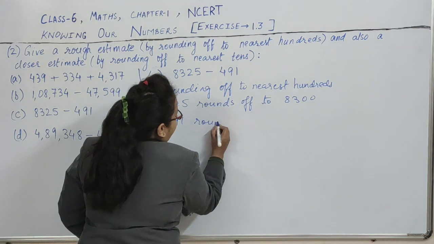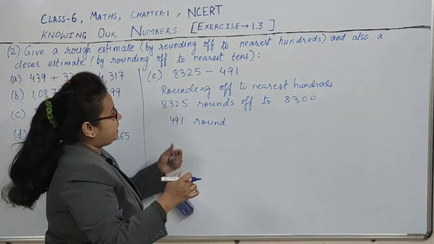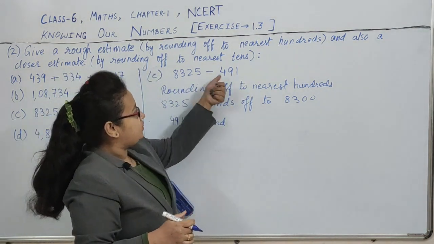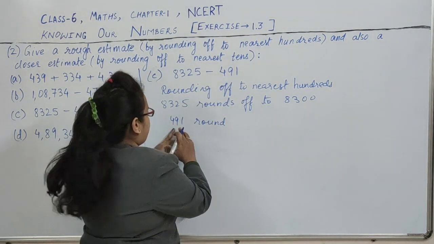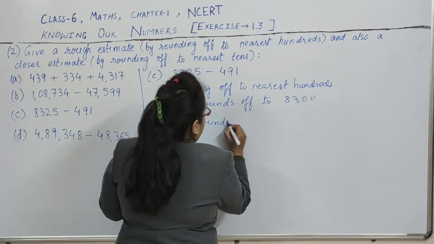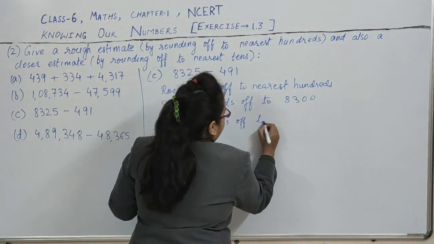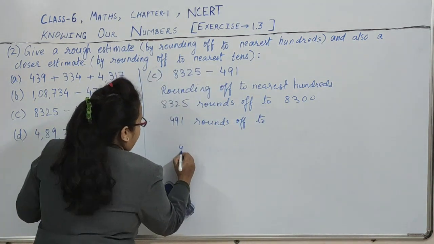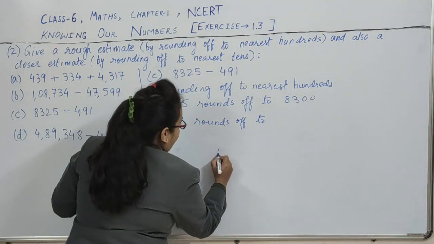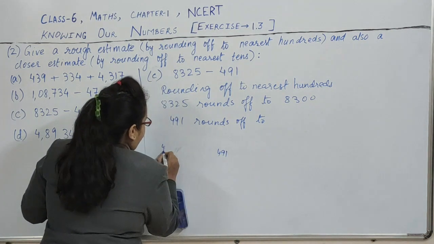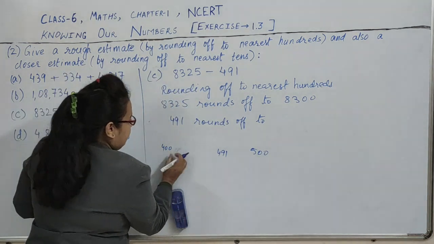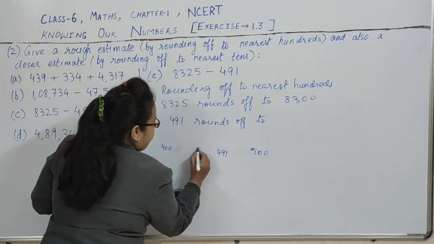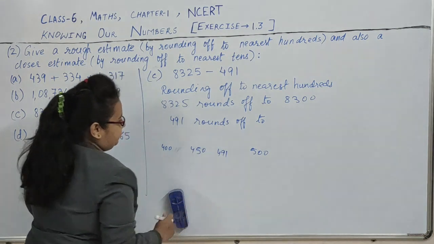And 491 also has to be rounded off to the nearest hundreds. These two numbers we will round off to the nearest hundreds, and then we will do the subtraction. So 491 rounds off to how much? See, 491 lies between 400 and 500, and the middle number between 400 and 500 is 450.